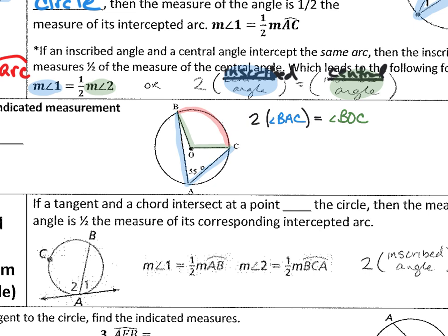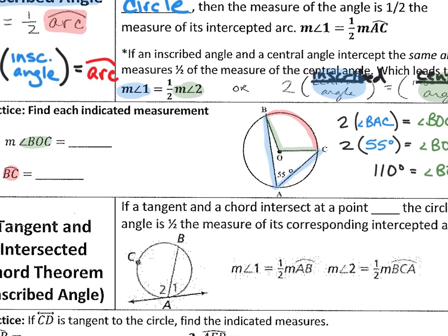We know the blue angle measurement is 55, so I can replace angle BAC with the number 55 degrees, and that means that all I have to do to find angle BOC is double the number 55. So I do 55 times 2, and I find out that angle BOC is 110 degrees. And voila, I have that first answer, that angle BOC is 110 degrees.